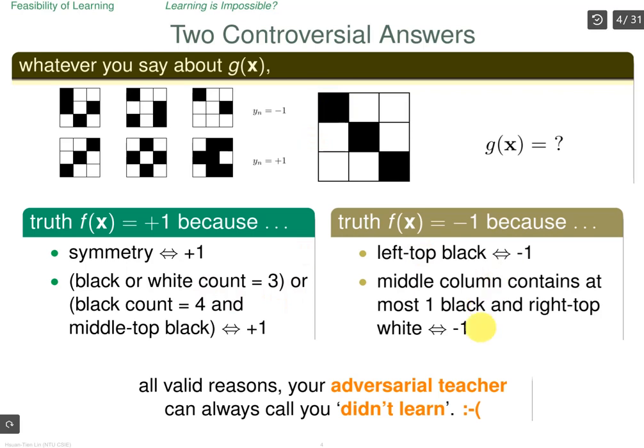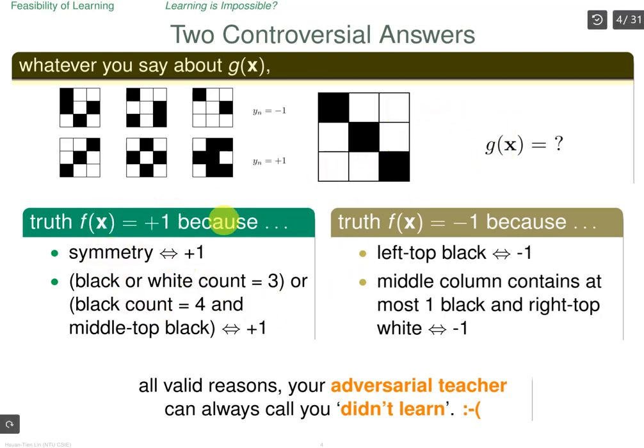You can also say it is -1 because of the following reasons. Left top black is -1. Middle column contains at most 1 black, and right top. The main question here is which one of them is really true, +1 or -1, for the given example? Does your g that you have learned from 6 examples approximate the ideal target function? How can we make sure that your g approximates our target function?